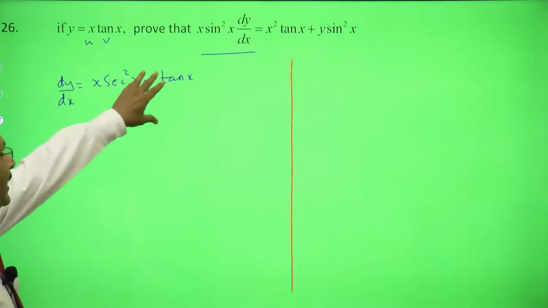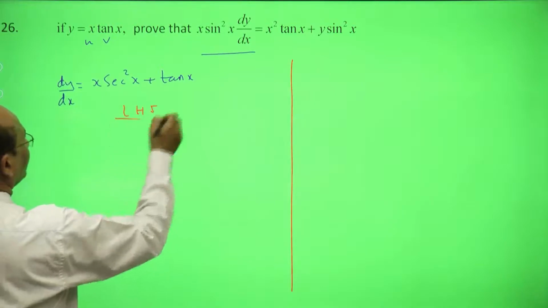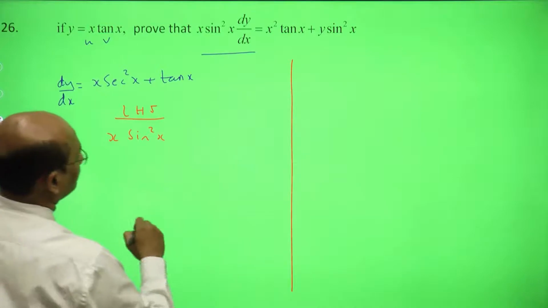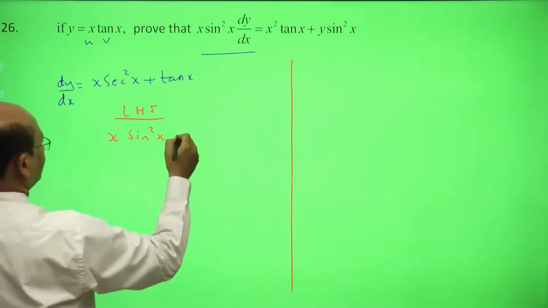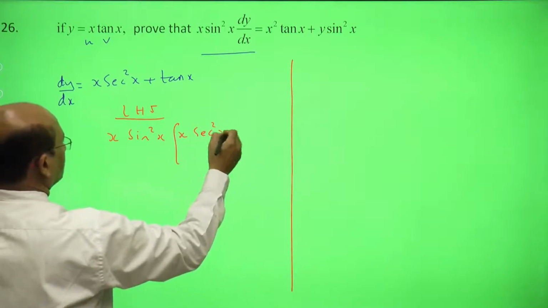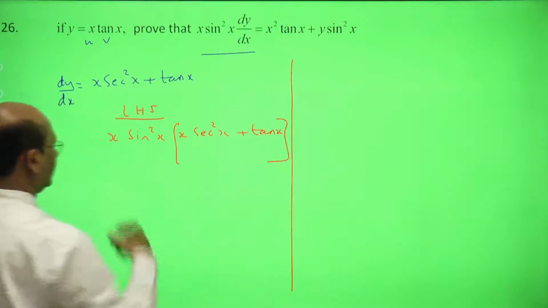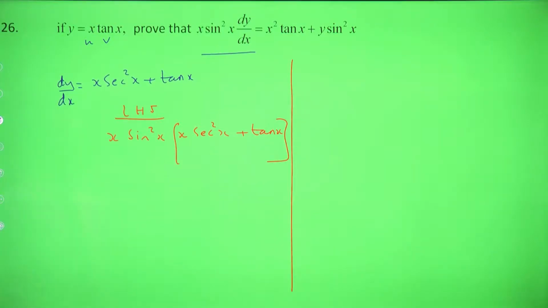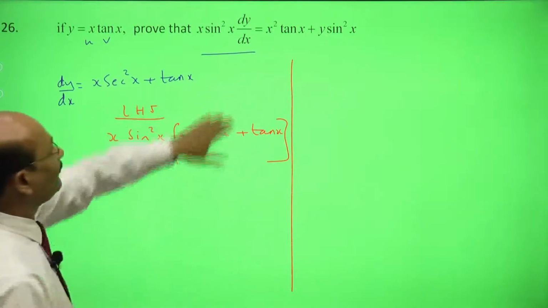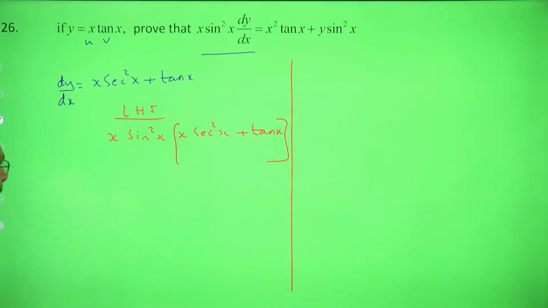So I found the derivative. Now what I am going to do, I am going to come for the LHS. What is LHS given to you? x sine square x into dy by dx. So into dy by dx will become x sec square x plus tan x. Now the point is, I need this to be simplified to x square tan x plus y sin square x. So you have to be very careful about what you are doing.